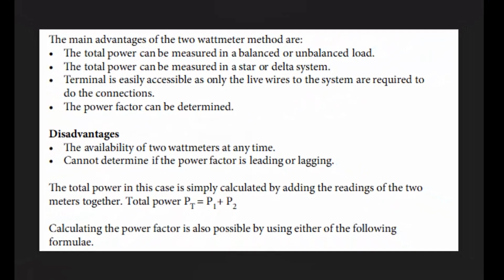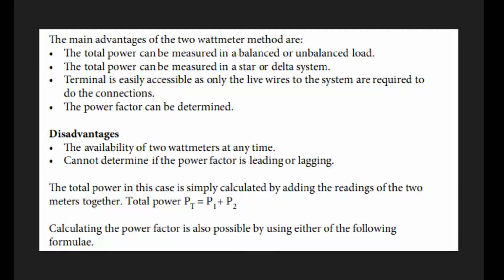The main advantages of the 2 watt meter method are the total power can be measured in a balanced or an unbalanced load. The total power can be measured in star or delta systems. The terminal is easy accessible, as only the live wires to the system are required to do the connections. The power factor can be determined. Okay? Cannot determine if the power factor is leading or lagging. The total power in this case is simply calculated by adding the readings of the 2 meters together. So power total equals power 1 plus power 2.